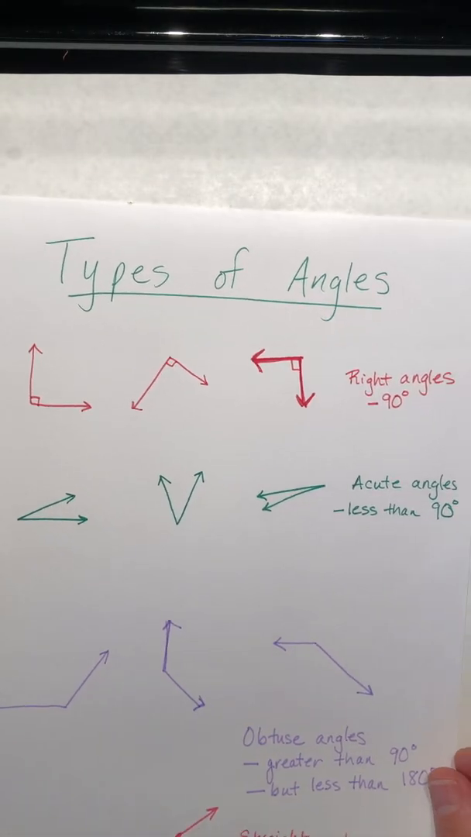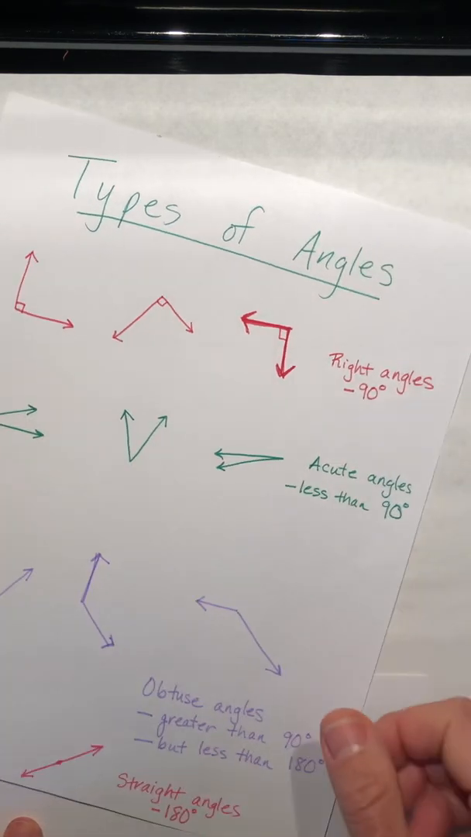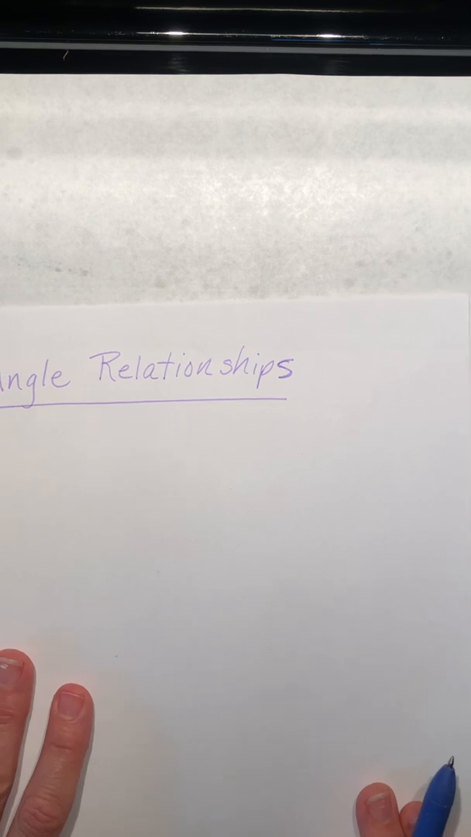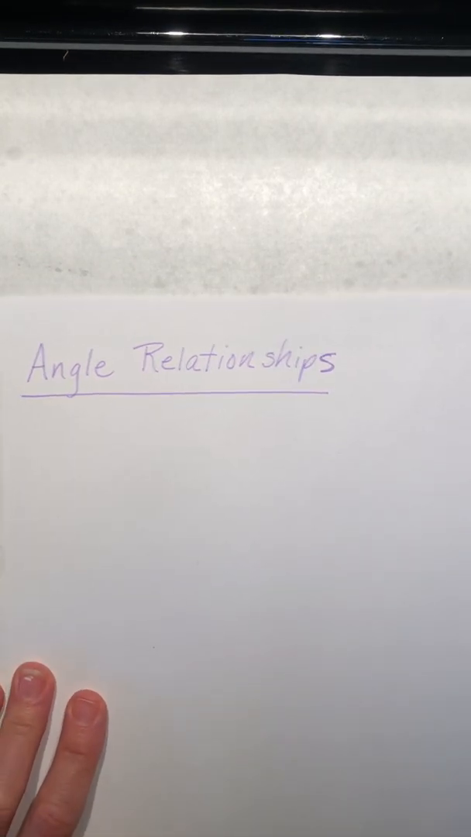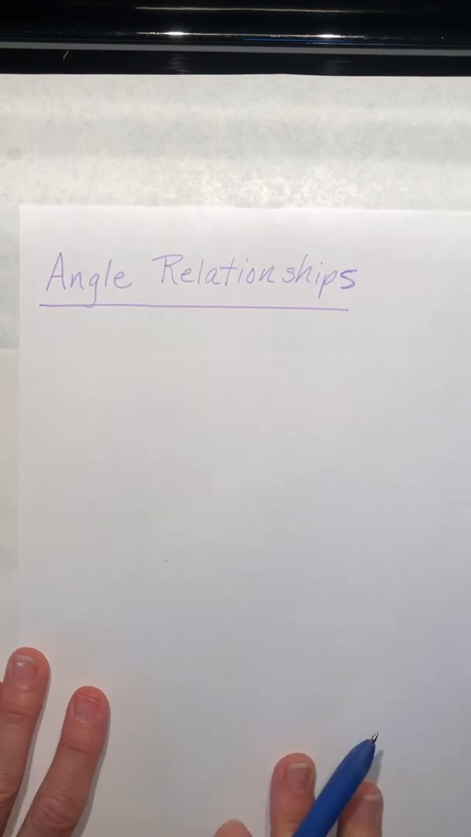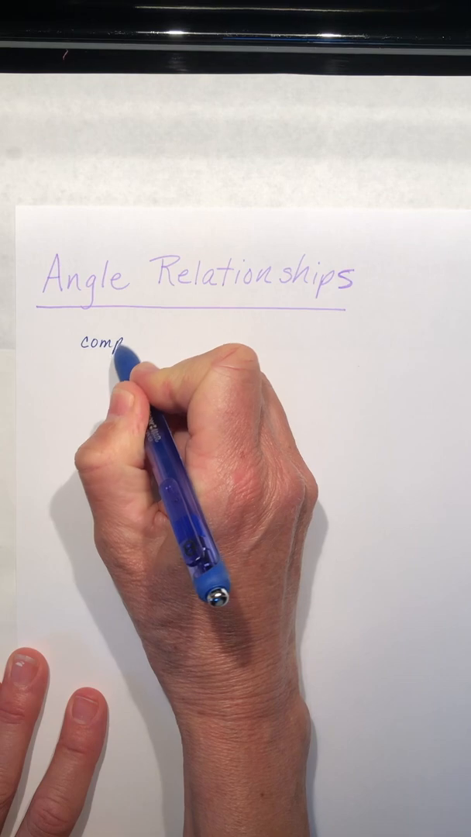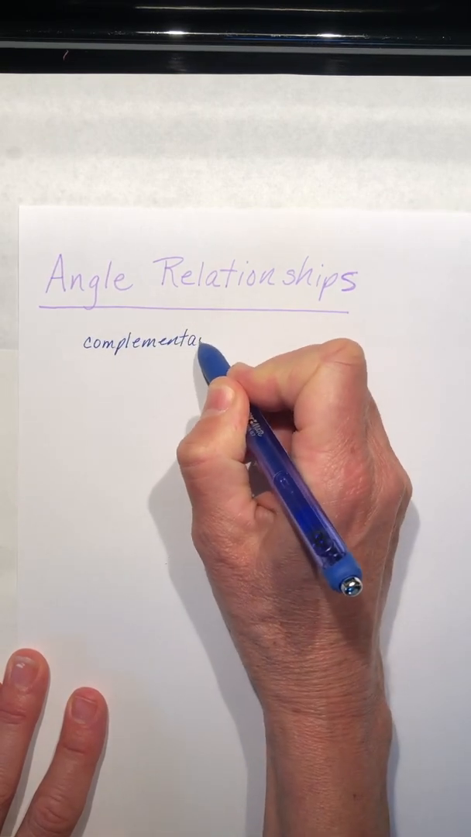And now we're going to look at some angle relationships. And the first one that we are going to talk about is, and this is what you're ready to write down. So please write the words angle relationships at the top of your paper. And you're going to copy this phrase. Complementary angles.